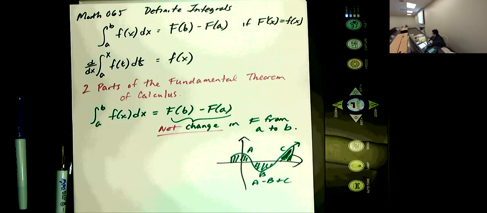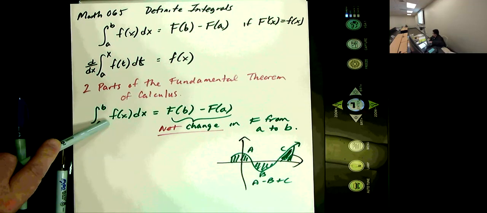Capital F indicates the integral, the antiderivative of little f. Yeah, if you integrated little f, you get big F. Okay, making sure.